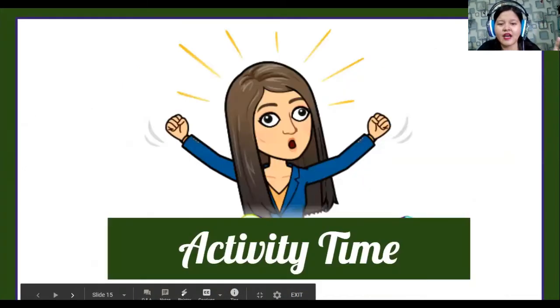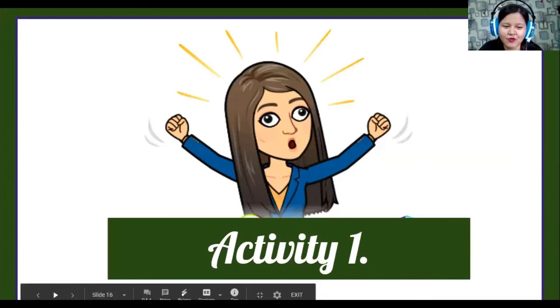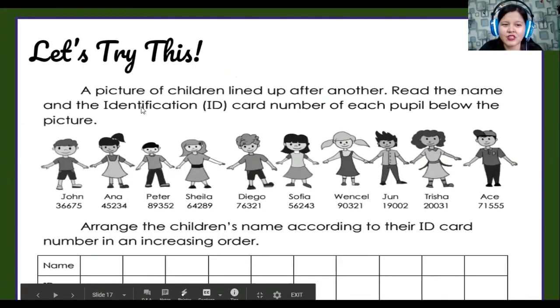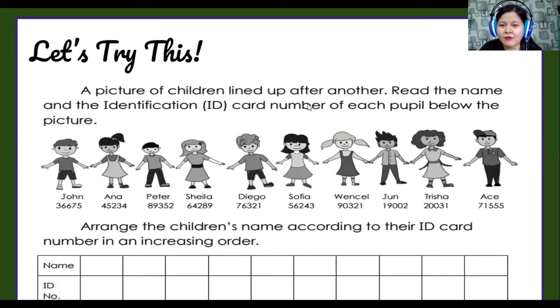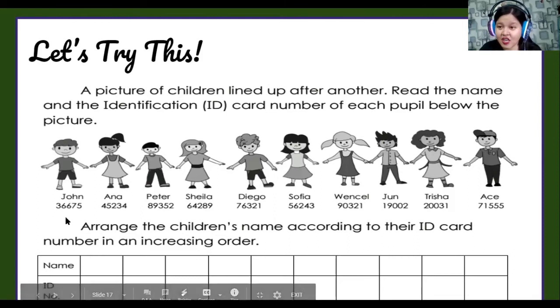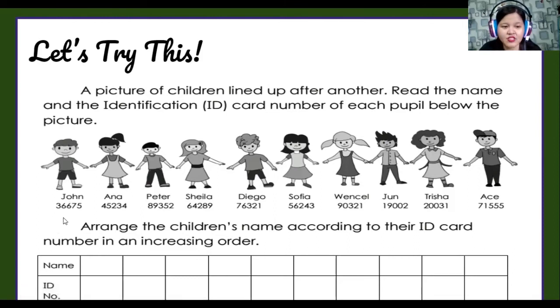Now, we have here activity time. For activity number 1, let's try this. There's a picture of children lined up one after another. Read the name and the identification ID card number of each pupil below the picture. We have here John, and his ID number is 36,675. Anna, Peter, Sheila, Diego, Sophia, Wenzel, June, Trisha, and Ace.